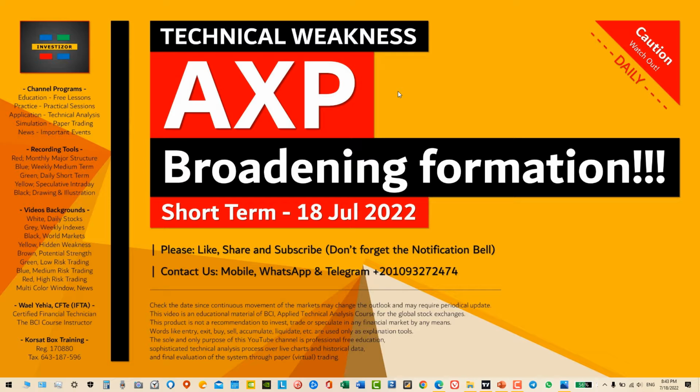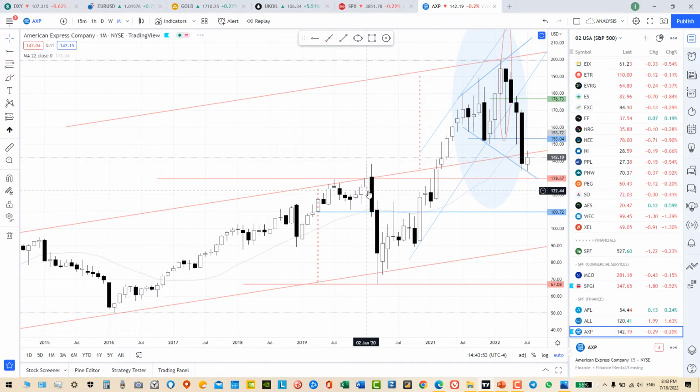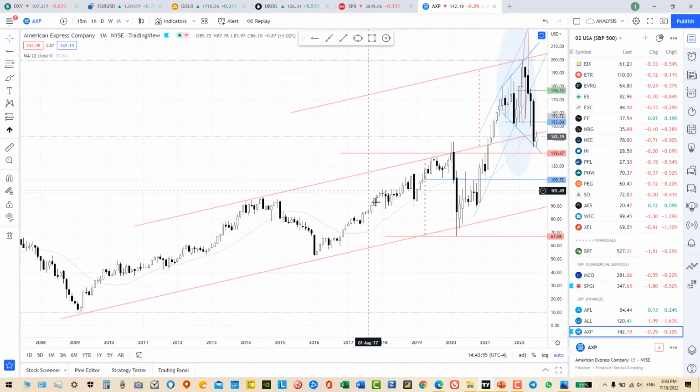In this video, we will apply the classical technical analysis methods to uncover the technical weakness over the medium and the short term for American Express. As usual, let us start with the monthly chart to check the major structure of the stock.